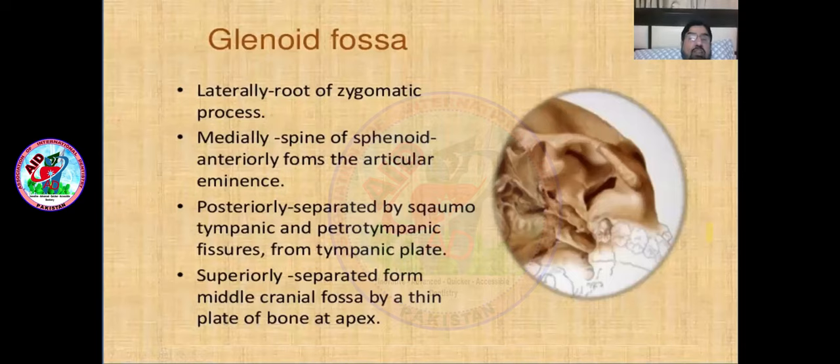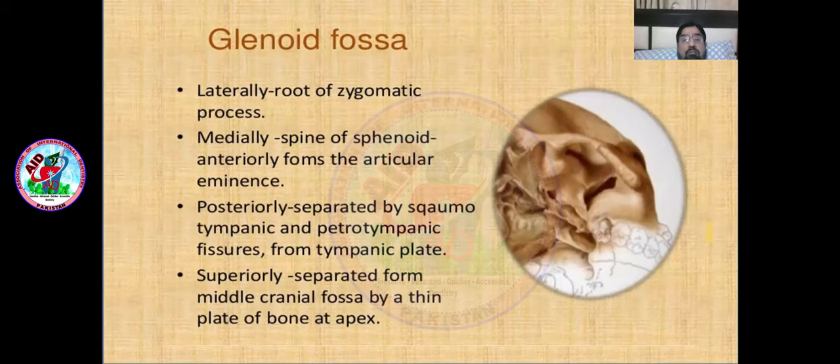Now, anatomy of the glenoid fossa. Laterally, the root of the zygomatic bone right here. Medially, the sphenoid spine. Anteriorly, the articular eminence up to here. Posteriorly, it is separated by the squamotympanic area, and that is the tympanic membrane which ends the glenoid fossa here. And superiorly, as I have shown you in the sagittal section, it is separated from the middle cranial fossa by a very thin plate of bone.